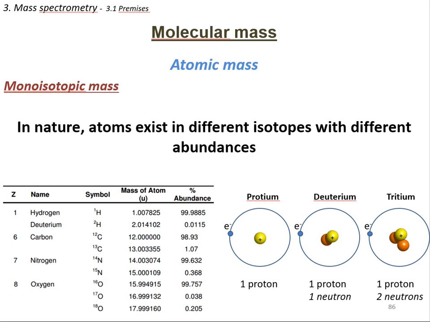Exactly the same for hydrogen. There are different forms that exist. The proton, which is just one proton and one electron. Deuterium is one proton and one neutron. So it doesn't change the charge, but it changes the mass. And tritium contains two neutrons. So the masses are 1, 2, 3 in this case. So these isotopes have different masses because they have different numbers of neutrons in their structure.